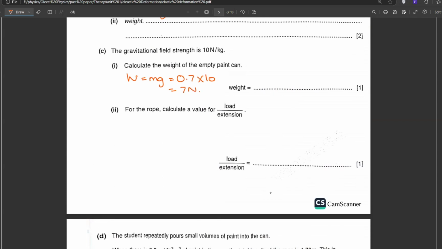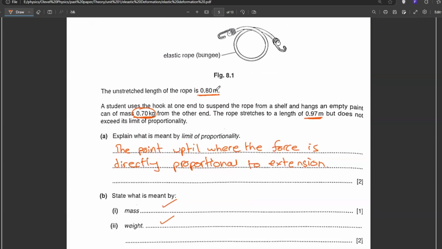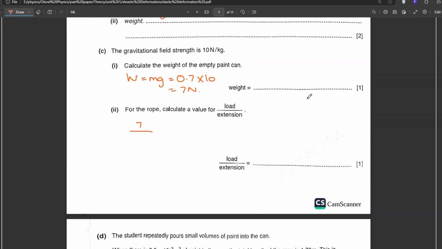For the rope, calculate a value for load over extension. Load is 7. What was the extension? Your unstretched length is 0.8. Your final length is 0.97. Can you calculate extension? Yes. 0.97 minus 0.8 is your extension. 7 divided by 0.97 minus 0.8. This gives you an answer of 41.1 Newton per meter. Simple as that.